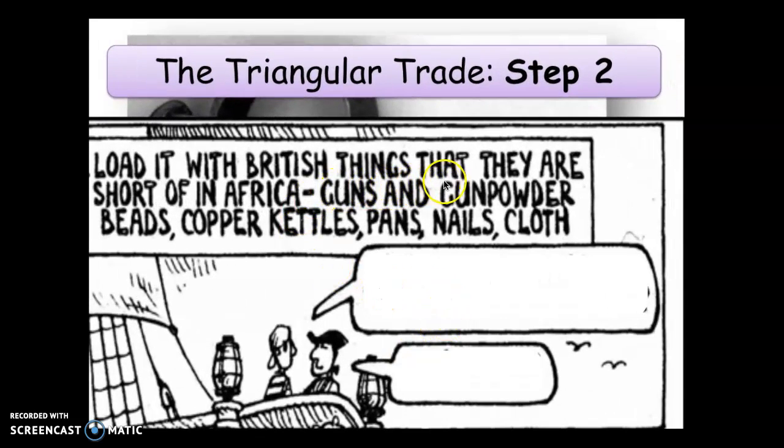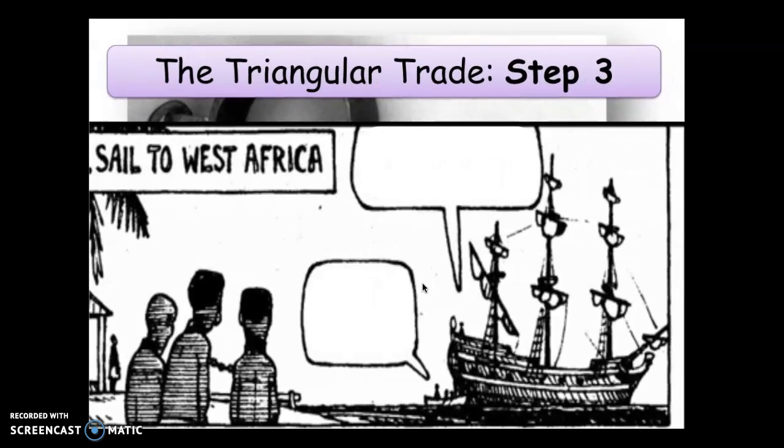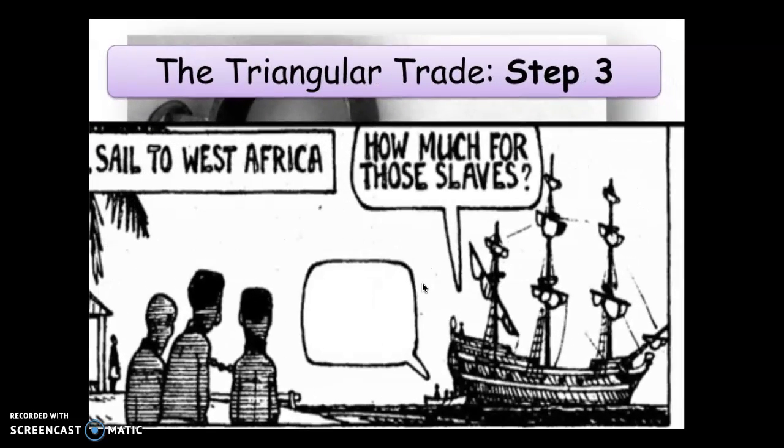It's loaded with British things that they are short of in Africa. So whatever Africa needs, whatever supplies they need, such as guns, gunpowder, beads, copper, kettles, pans, nails, cloth, whatever they need will be loaded onto the ship and taken to Africa, as well as plenty of beads. Well, what in the world are the beads for? The beads are used for a form of currency, a form of money.